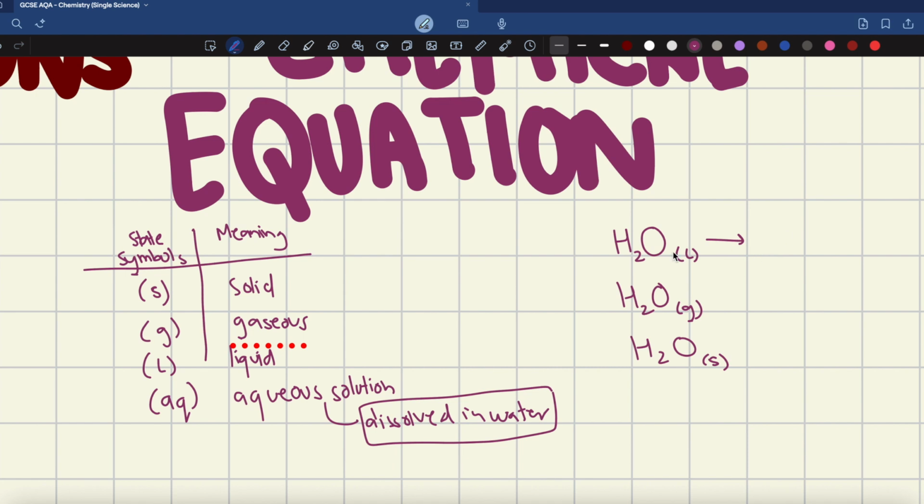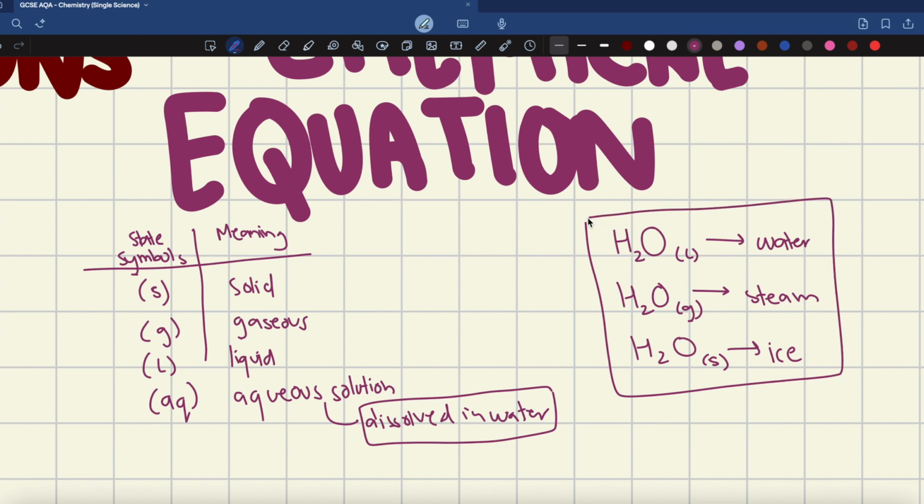H2O in liquid form is the water that we drink, wash our dishes with, and do our daily life chores with. H2O present as gas is steam. And H2O present in solid form is ice. This is something you need to know. This is important.